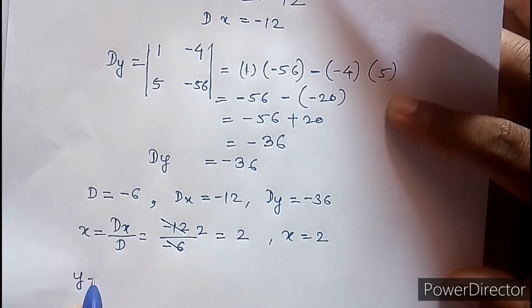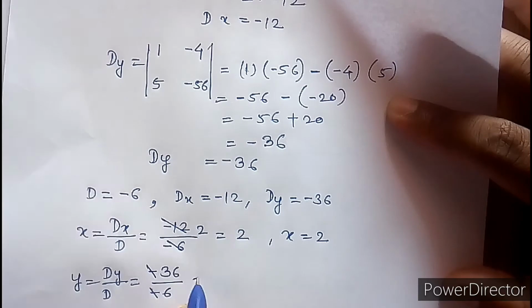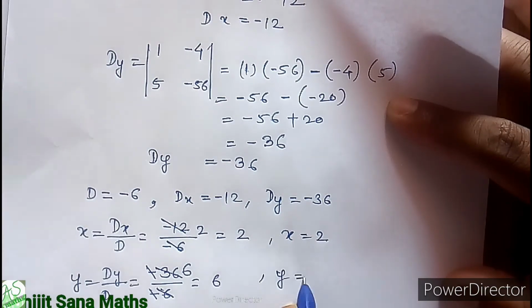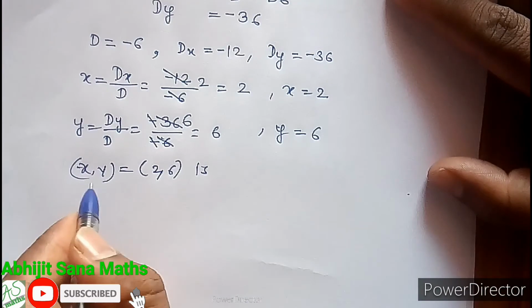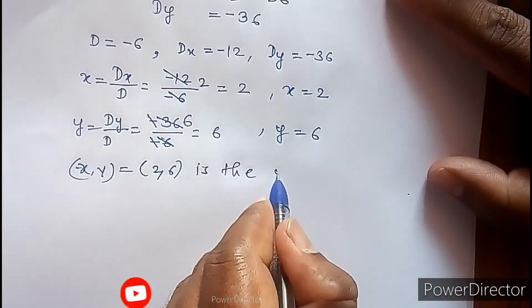Now the value of y equals to Dy by D. Here Dy equals to minus 36 by D, that is minus of 6. Minus minus will be plus, and this 36 will be cancelled by 6 times, that is we get 6. Here we get the value of y equals to 6. Here the value of x comma y equals to 2 comma 6 is the solution.